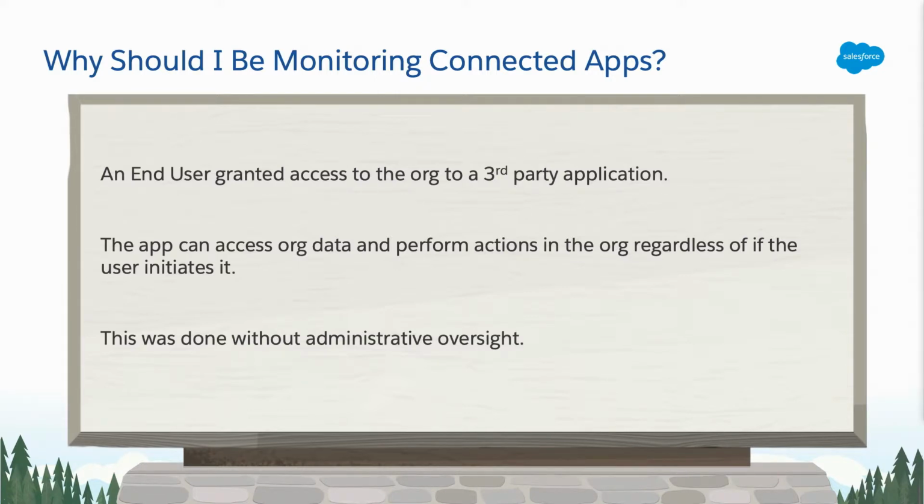So when we did the walkthrough, what we saw earlier is that an end user granted access to your org to a third-party application, right? And this meant that this app can access your data, it can perform actions on your user's behalf, and that's true regardless of whether the user is there at their computer initiating these actions. All of this is happening without any administrative oversight, which is a pretty scary thought.